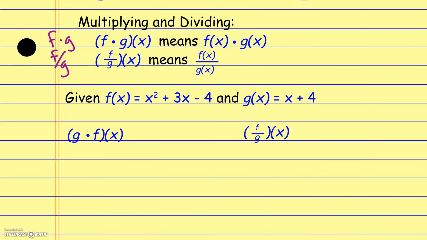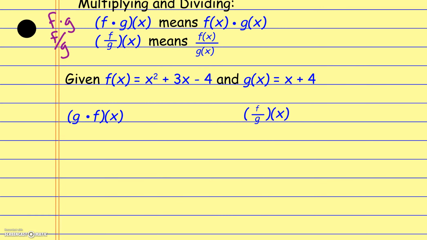For example, when I look at this one, I want to do g times f of x, so I take the g function, which is x plus 4, and I should write that a little bit lower here so I have some space to work. And then times the f function, which is x squared plus 3x minus 4. And because I'm multiplying, I just multiply. In order to multiply these two things, I distribute.